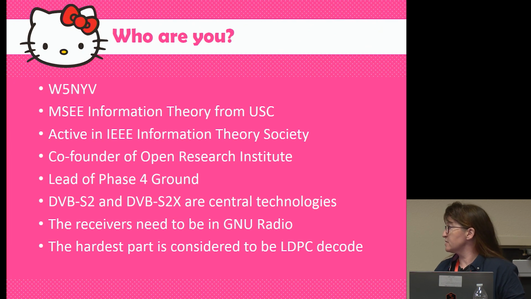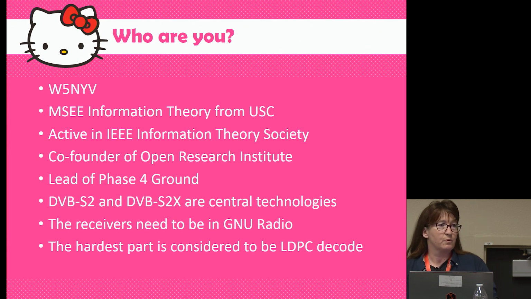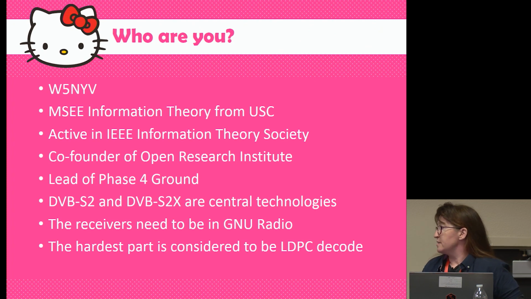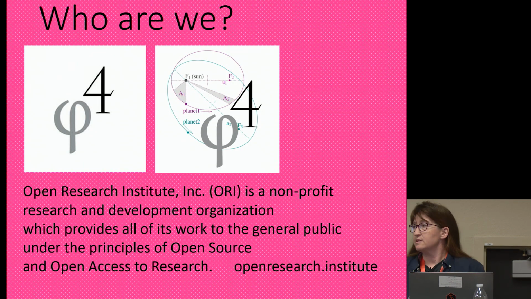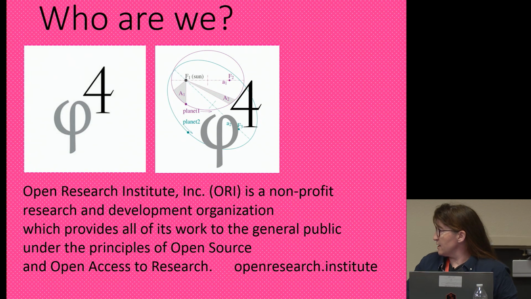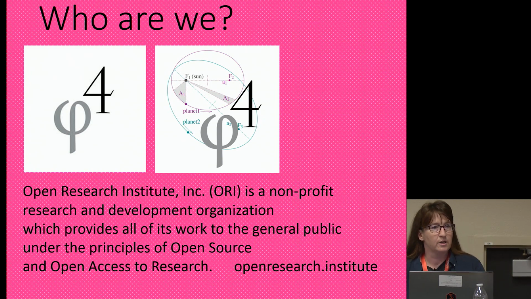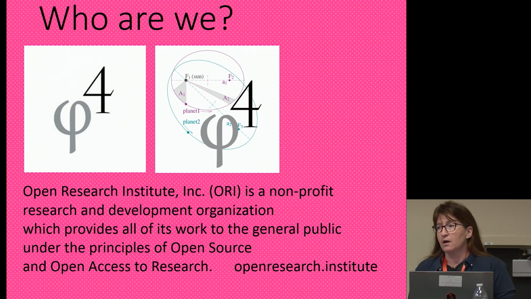In discussions of DVB-S2 and S2X, the main reason the receivers are not currently in GNU Radio is because the decode process for the forward error correction is really pretty hard. It's low density parity check codes, and that's the part we are currently working on right now. When I say we, I say Phase 4, and this is Phase 4 Ground, and we have actually started an open source payload project. LibreSpace and SatNOGS, whom you heard from this morning, are our buddies and are encouraging us and helping us. This space part has just kicked off, and the ground project has been going on for a couple of years. These are sponsored by and helped by Open Research Institute.